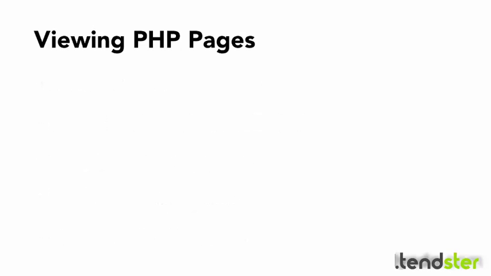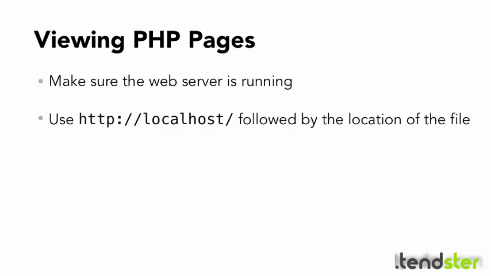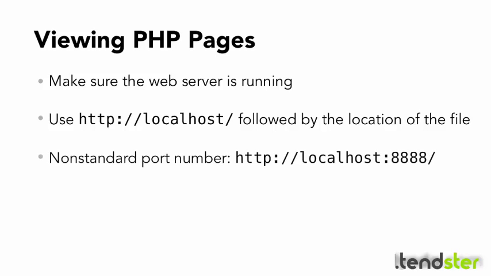To view a PHP page, make sure the web server in your testing environment is running. To display the file, enter the URL in the browser address bar. If you're using the server's root folder in a local testing environment, the URL is http://localhost, followed by the location of the file. Separate folder names by forward slashes and finish off with the file name. If you're using a non-standard port, add the port number preceded by a colon after localhost. For example, by default, MAMP uses http://localhost:8888. Throughout this course, I assume you're using the server root of a local testing server.